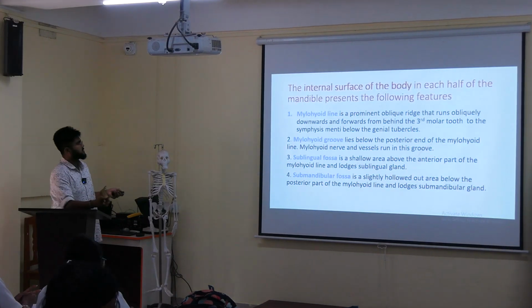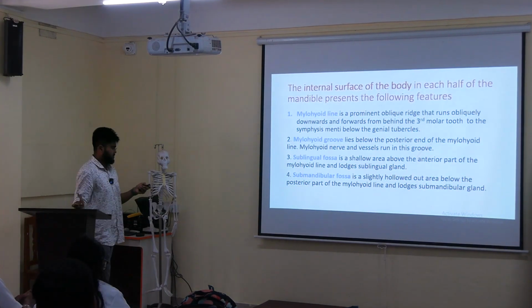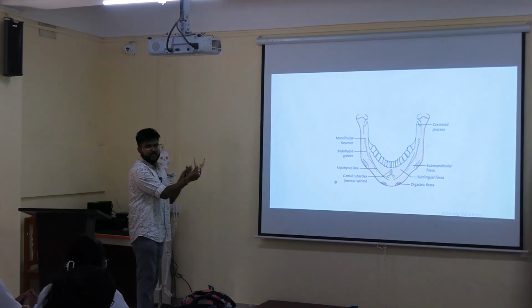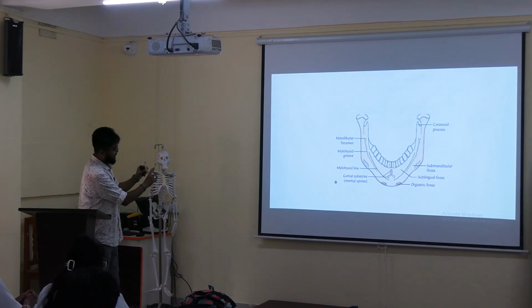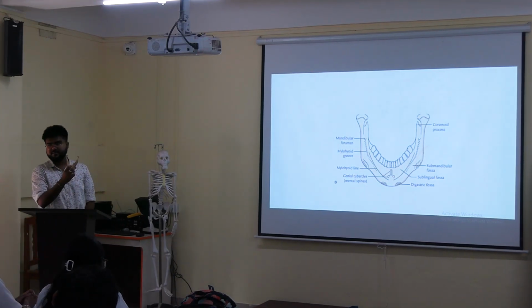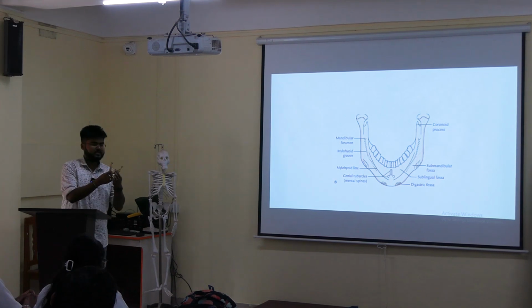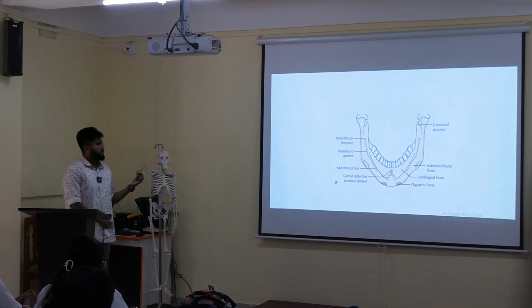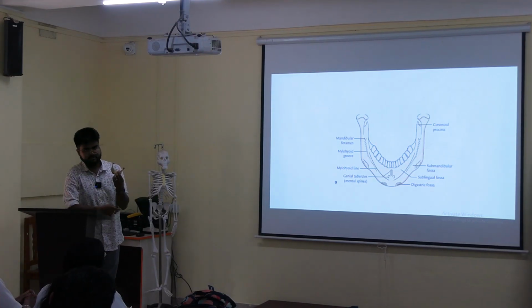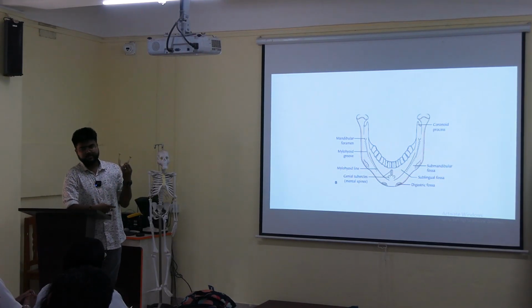Next, here you can see mainly this part, the inner surface of the body of the mandible. Here you can see one line, called the mylohyoid line. Here the mylohyoid muscle is attached. Above this, the sublingual fossa is present, where the sublingual salivary gland lies, and below it the submandibular salivary gland is present.